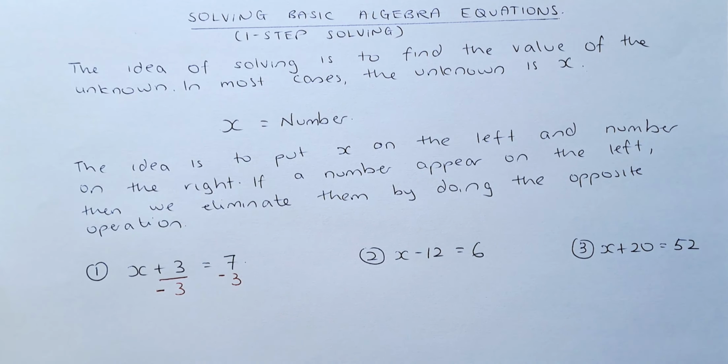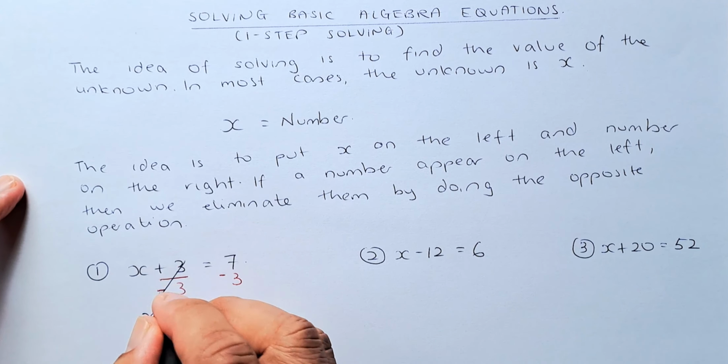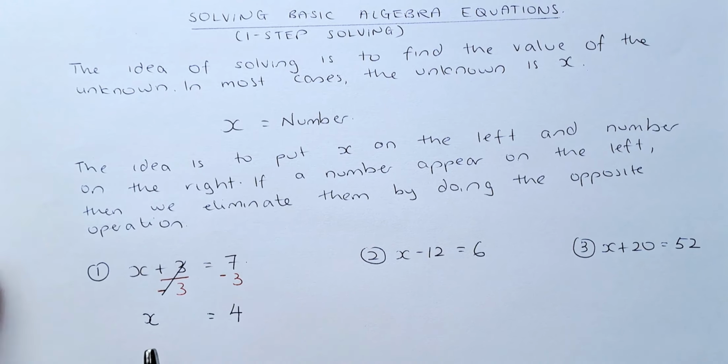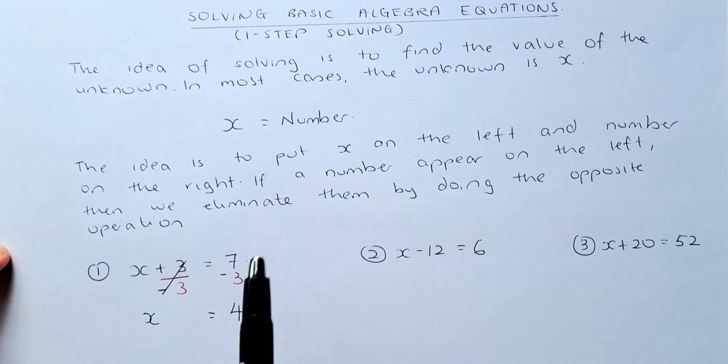To balance the equation, if you subtract a number on the left, you must subtract the same number on the right. From here, you can solve x, because 3 minus 3 will cancel out, become 0, and 7 minus 3 is going to be 4. So the answer is x equal to 4, and that is what you want to do: x equal to a number.